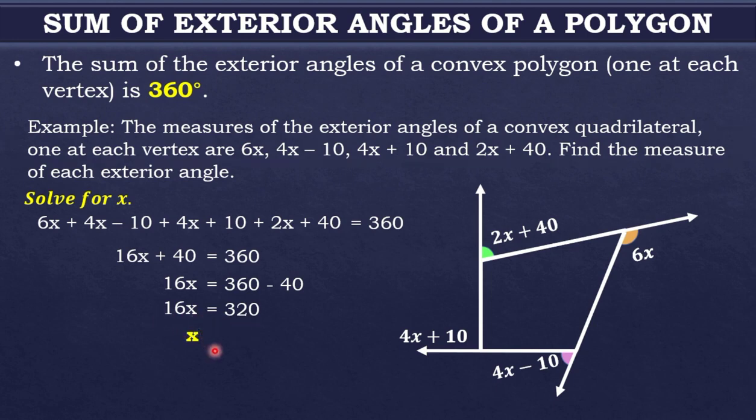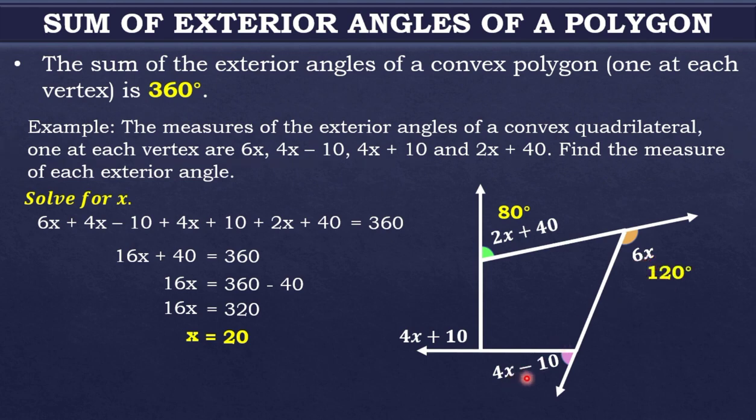So, we will get 320 divided by 16, that is 20. So, we now have the value of x. Ano po ang gagawin natin doon sa x? I-substitute natin dito. So, 2 times 20, that is 40, plus 40, so this is 80 degrees. Next, 6 times 20, this is 120 degrees.